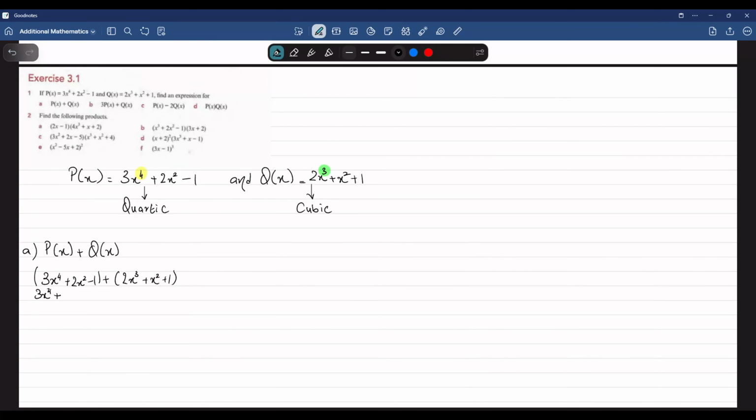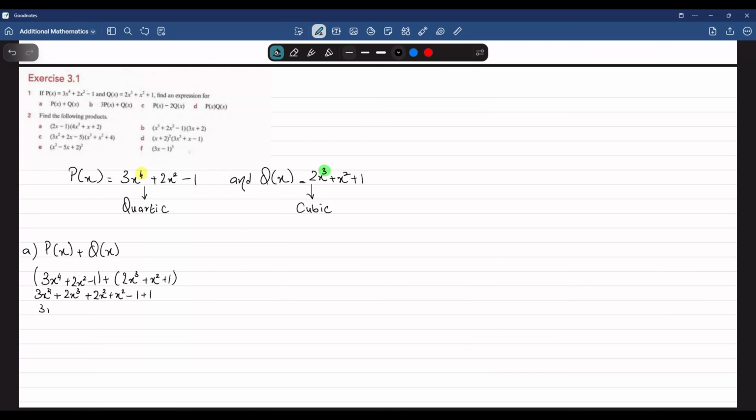Again, it's not essential, but it's better. It's much more presentable if you just go with a descending order of powers. So it's better if you write in descending orders of powers. So we have 2x cubed, then we have what? We have nothing. Then we have 2x squared, and we have another x squared minus 1 plus 1.